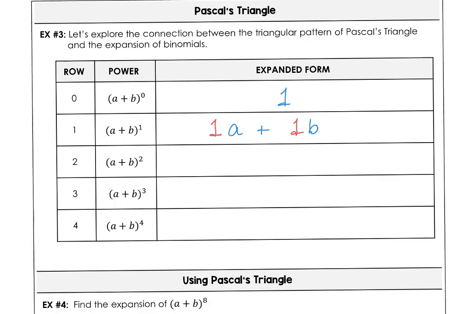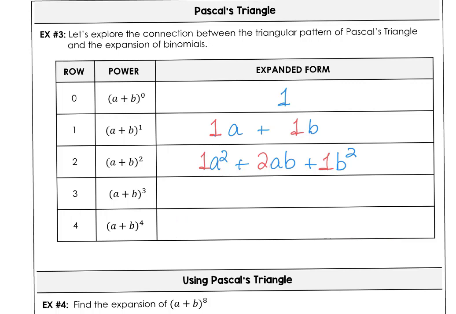But when we expand a plus b times a plus b, we just saw that that gave us 1a squared and then 2ab's and then 1 b squared. So there's where that triangular pattern comes from. So you can see we got 1 and then 1 and 1 and then 1, 2, 1. And this one is going to be 1, 3, 3, 1. And the next row will be 1, 4, 6, 4, 1.